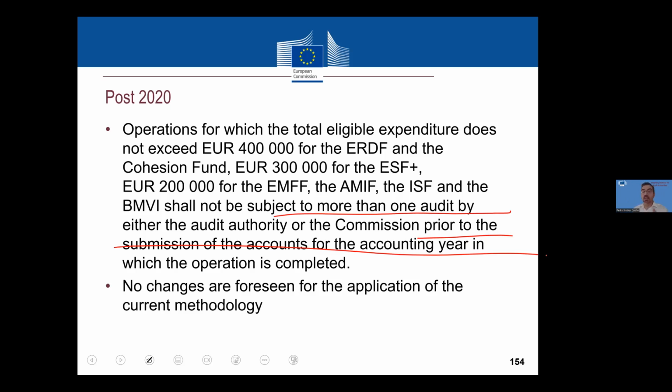And to be honest, no changes are foreseen for the application of the current methodology. So this is particularly important because these proportional control arrangements have always been a matter of confusion on how exactly to perform this, and the confusions, if they exist, will potentially continue to exist in the future, because for the post-2020, we have exactly the same situation as we had in the 14-20 programming period.